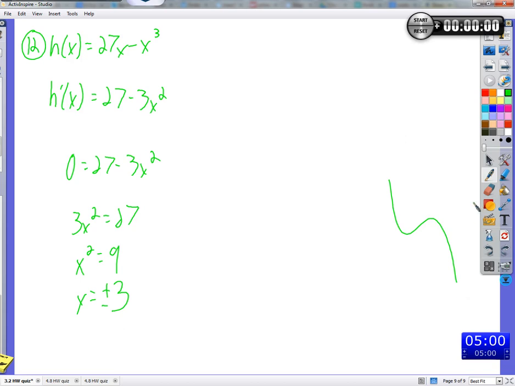Just a side note before we continue on. If you find a place where the slope is zero, does that mean it's definitely going to switch from increasing to decreasing or vice versa? No, it could be flat at zero, and then continue going. Right. Some cubic functions, if we just had x cubed and nothing else, would look something like that. It would flatten out and then just keep increasing.